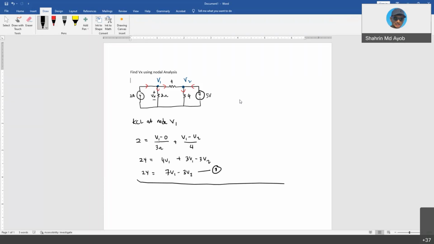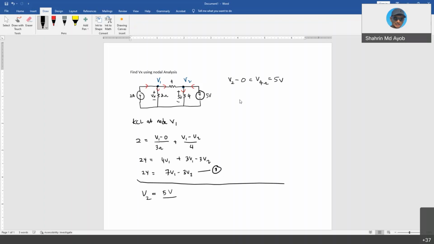For V1, yes, we need to derive the equation. But for V2, if you look carefully at this circuit, V2 is directly connected with a voltage source. And as you can see, this 4 ohms is also parallel with the 5 volt voltage source. So the voltage across 4 ohms is also 5 volts. So V2 minus 0 equals the voltage across 4 ohms, which is 5 volts. So you can directly say V2 is 5 volts.